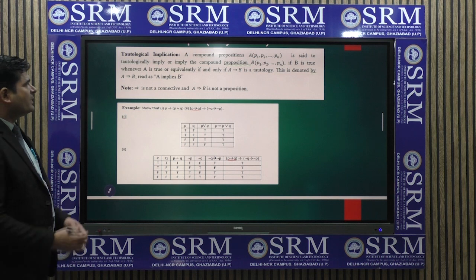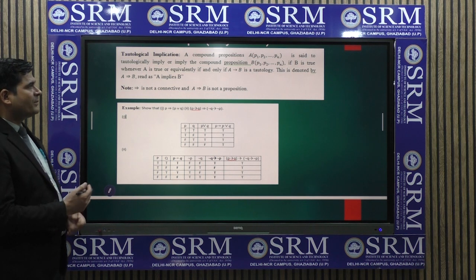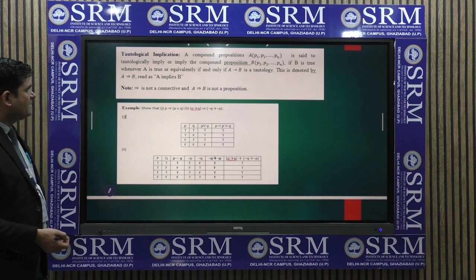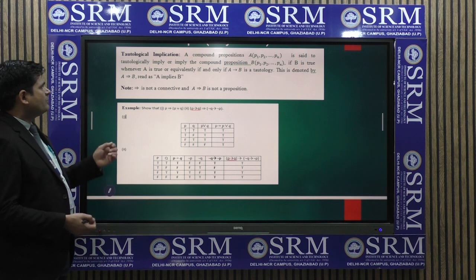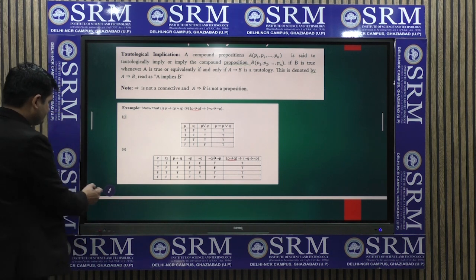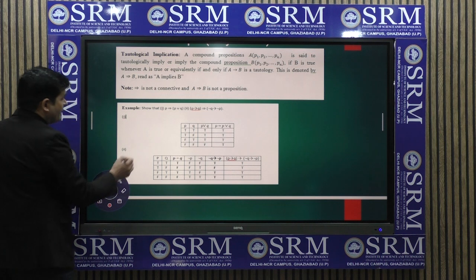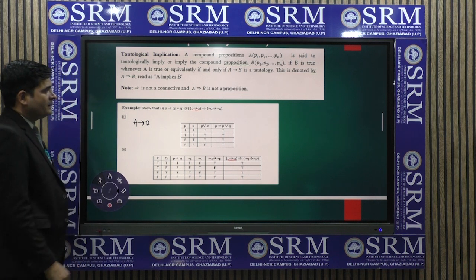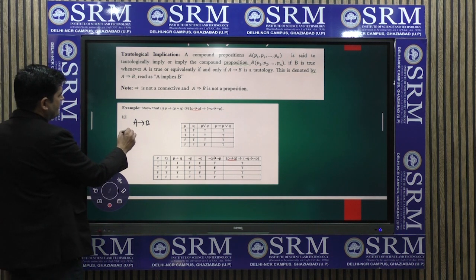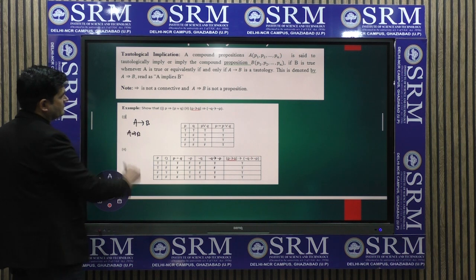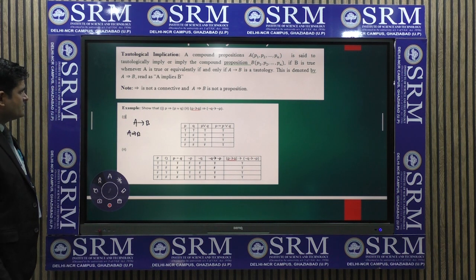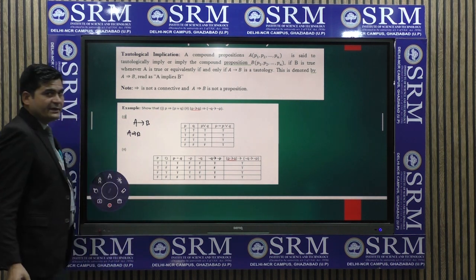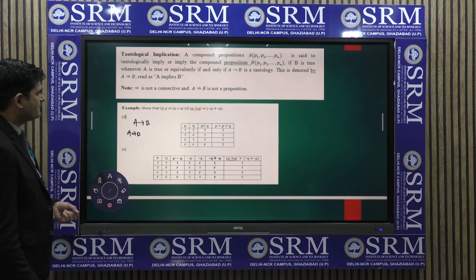Tautological implication. What do you mean by tautological implication? A compound proposition A is said to be tautologically implied to the compound proposition B if B is true whenever A is true. That means if A conditional B is a tautology, then you will say that A implies B. A implies B. So simply you will see this in this example. P implies P disjunction Q. You can easily prove this.